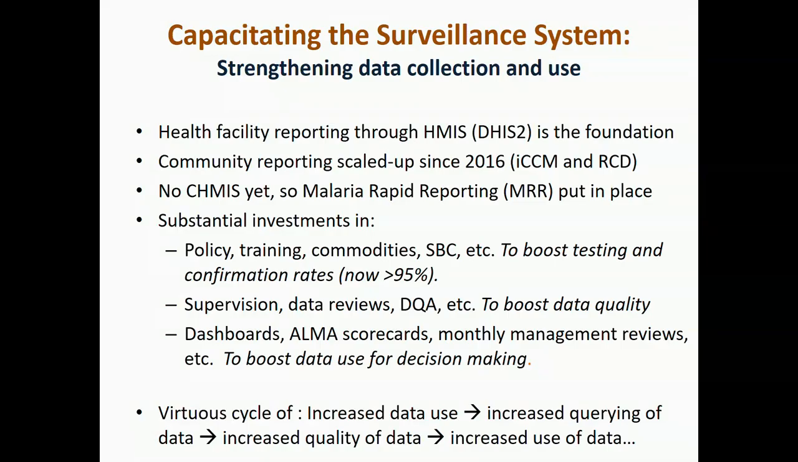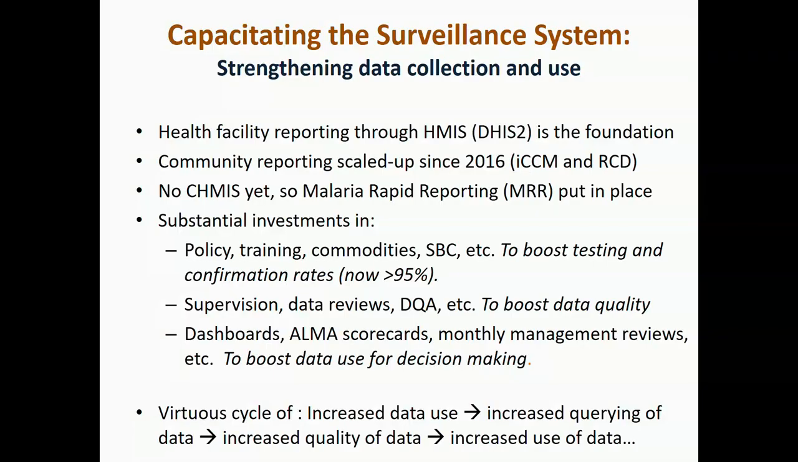We are in the process, as a ministry, of expanding what is being called a community-based HMIS, but that has not yet reached fruition. But as a program, we were given authority to establish a rapid reporting system which supports the overall HMIS, so that we can implement our interventions better.